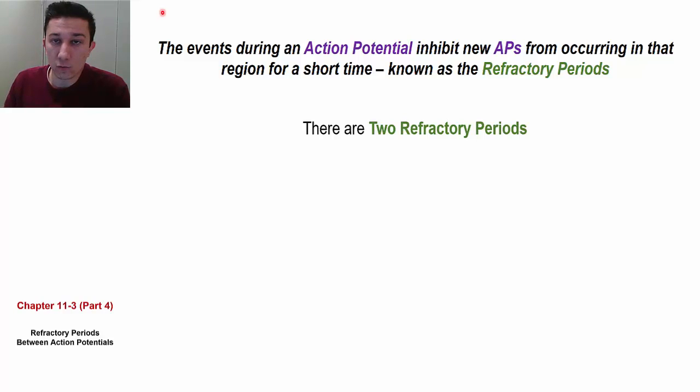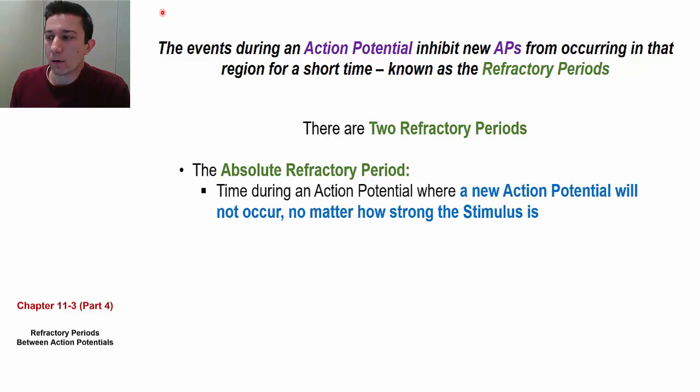Okay? We're going to see two refractory periods. We're going to take a look at two points in time during an action potential where a new action potential is actually inhibited from beginning. The first one is called the absolute refractory period, a point in time during an action potential where a new action potential will not occur or cannot occur no matter how strong our stimulus is that is trying to create that action potential. So a new action potential just won't happen during the absolute refractory period.